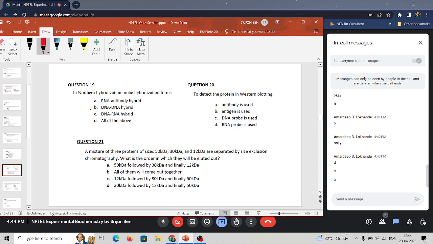What happens in northern hybridization? What is your probe? And what is the material that you are detecting? Yes, RNA hybrid. Right. Question number 20. To detect protein in western blotting, what do you use as a probe?